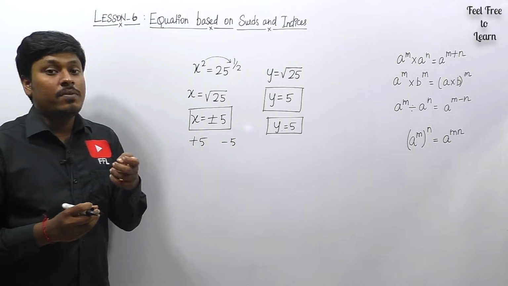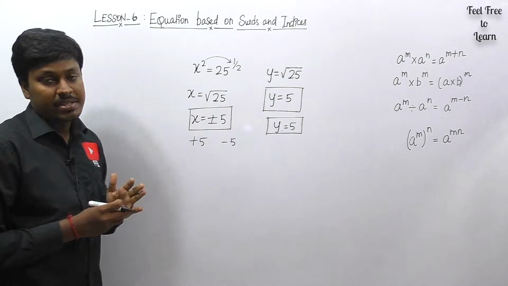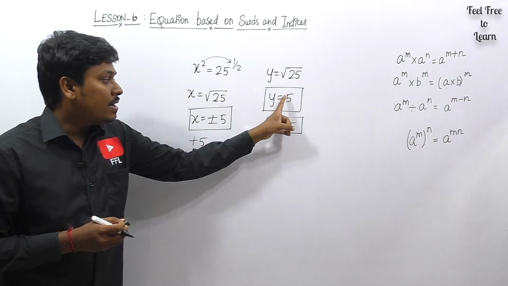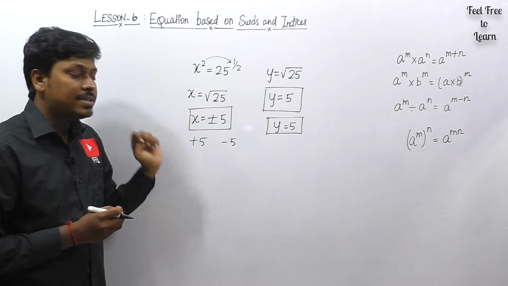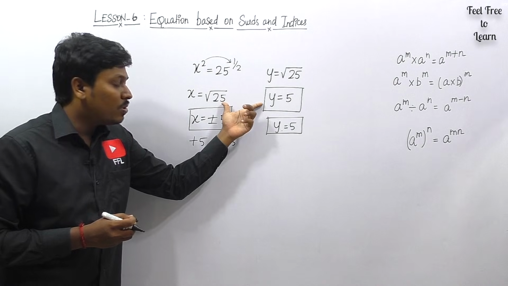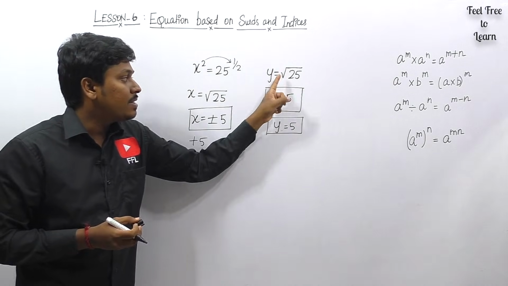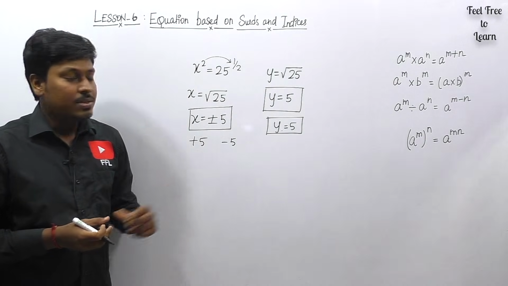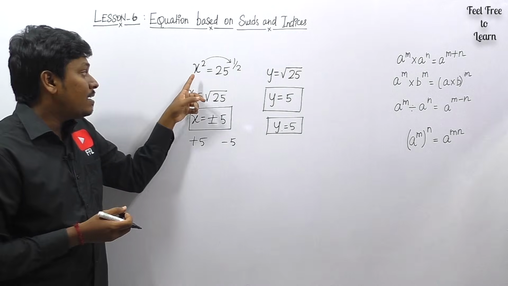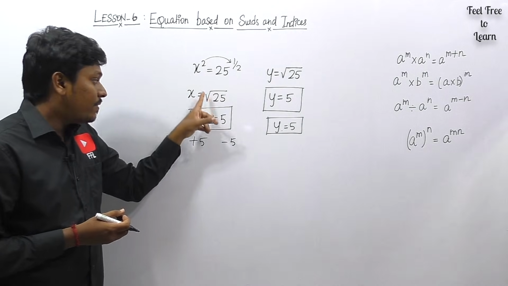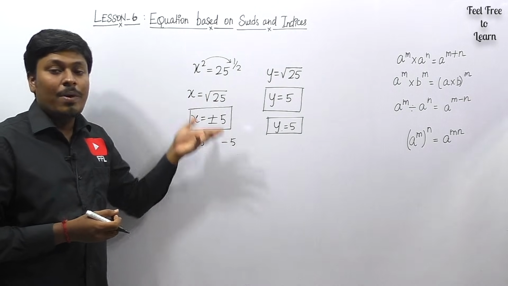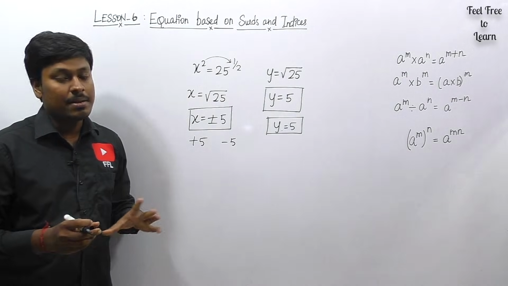So friends, this is one of the most important concepts in the equation question. Listen carefully: here it is only plus 5, but here it is plus or minus 5. In the given question itself they have given a root of 25, so the answer will be only 5. But here x square is equal to 25, we have placed the root ourselves, so while taking the square root, the answer will be plus or minus 5.